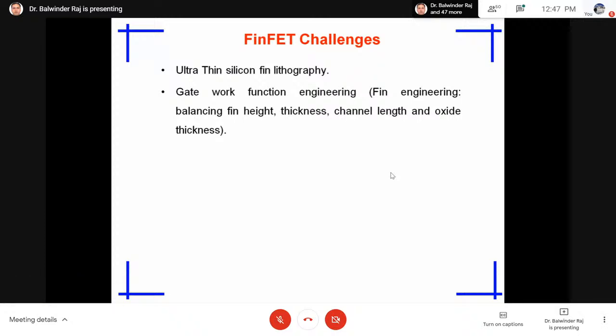So this is a challenge for the FinFET, to design the thin silicon with lithography. Another question is related to fin engineering. It's balancing in terms of height, thickness, and channel length. As I mentioned previously, W is dependent on the fin height and width. Okay, so if I slightly change my fin height or fin thickness, its W will change.